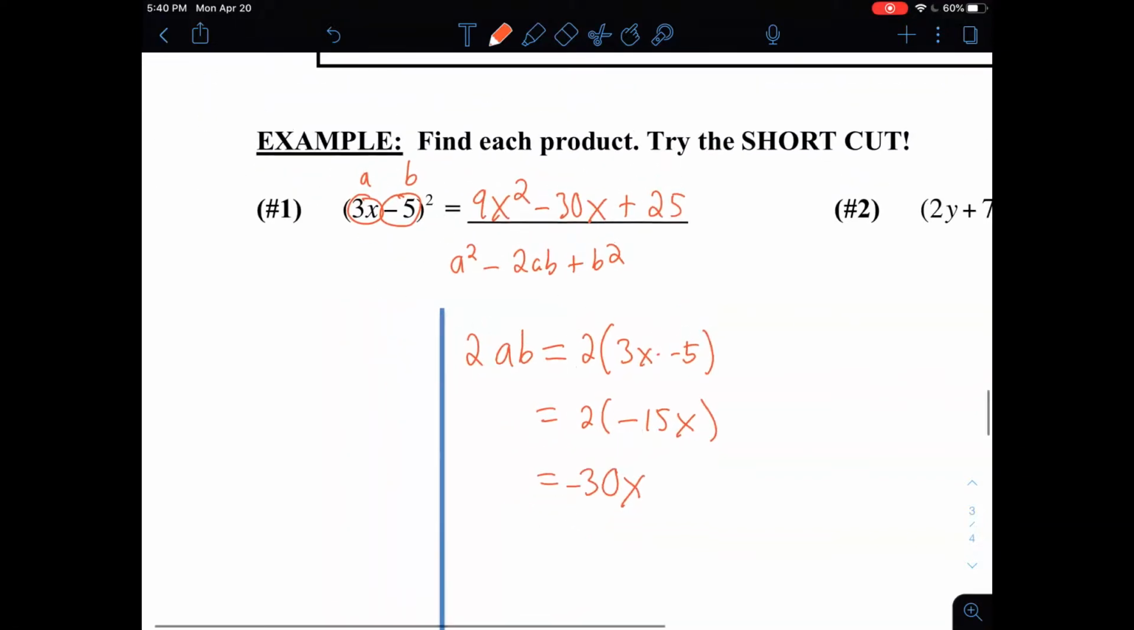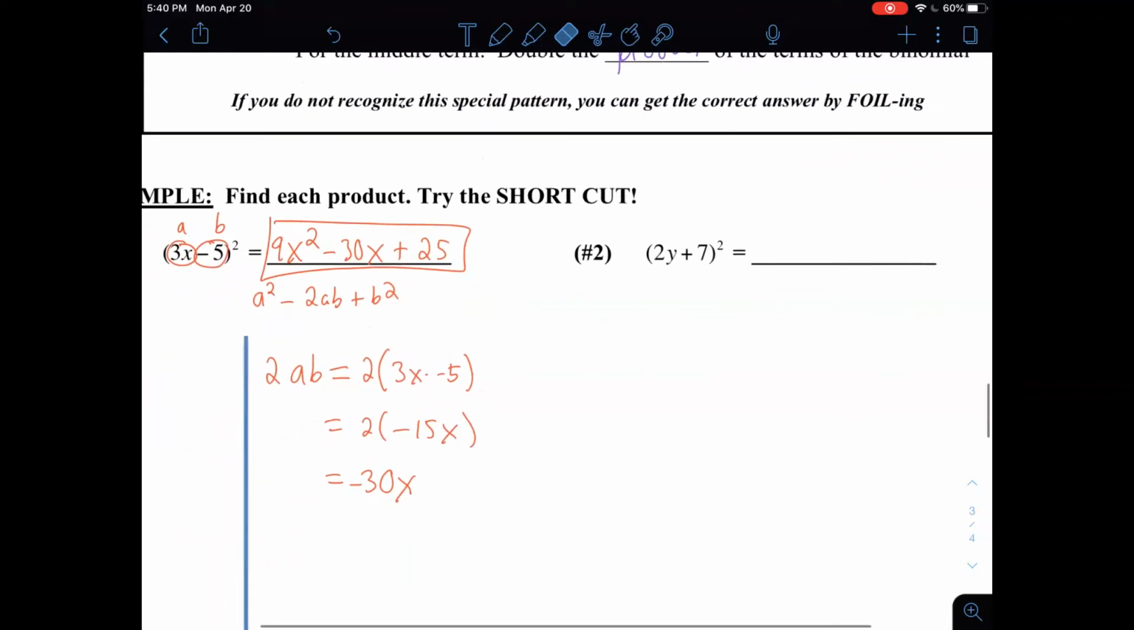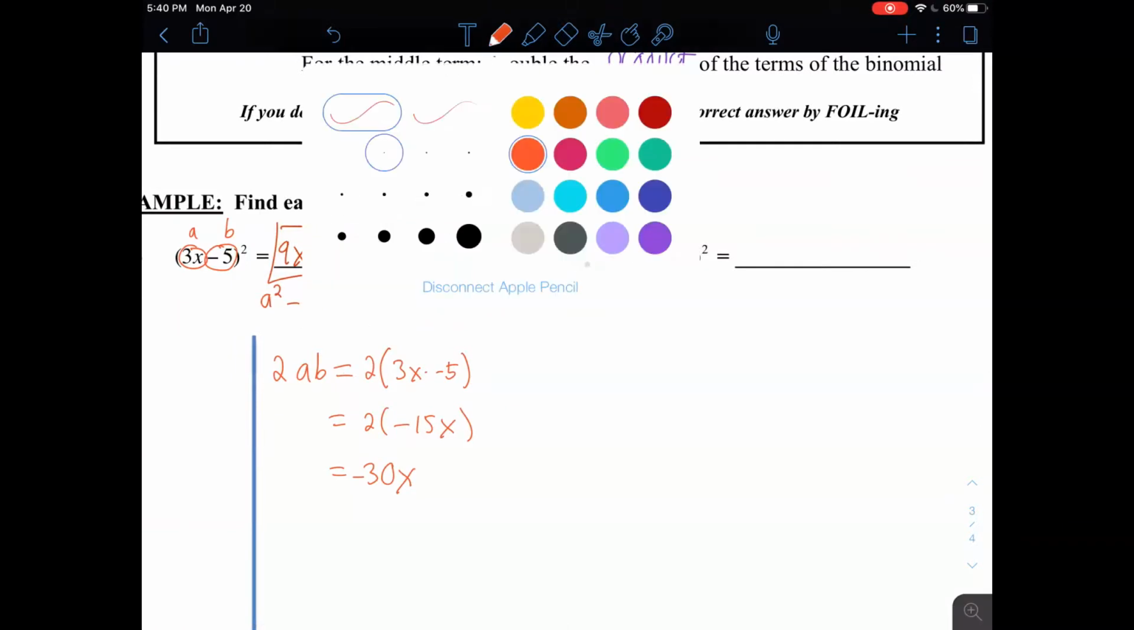So that's our shortcut. If you were to FOIL this out, you would have a negative 15x in the middle of this one, which would be kind of confusing, okay? So let's do it. We're probably going to add a couple more examples here and make sure you guys feel really good about this because it's getting kind of confusing that first time. So, all right, here we go.